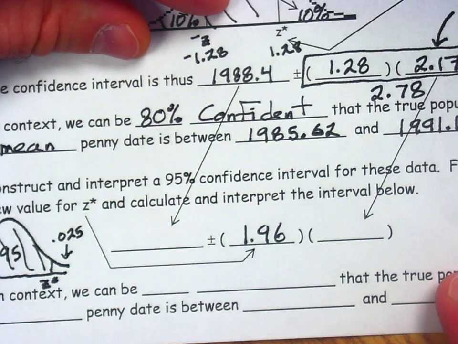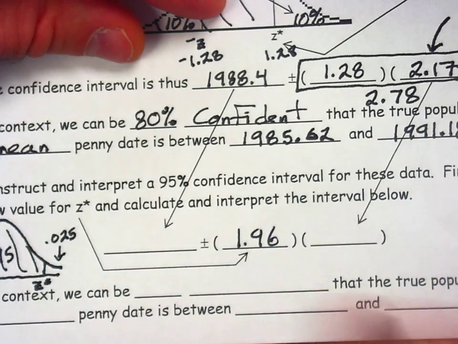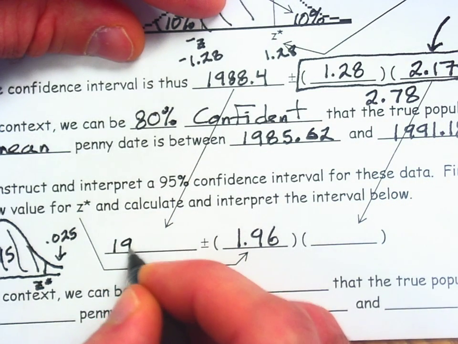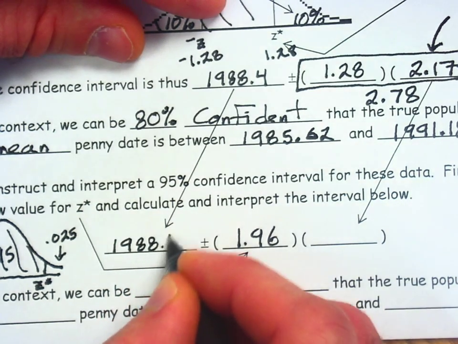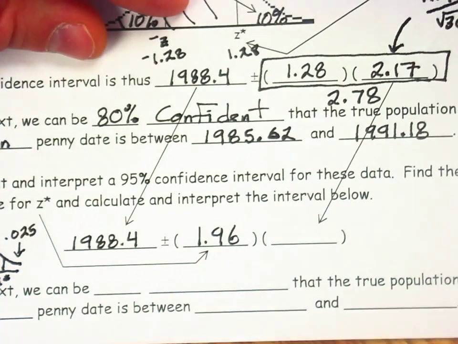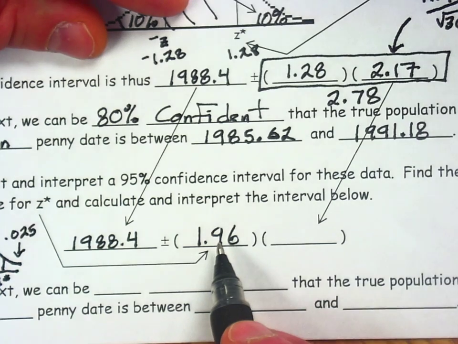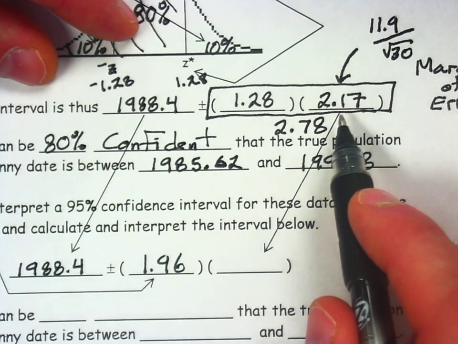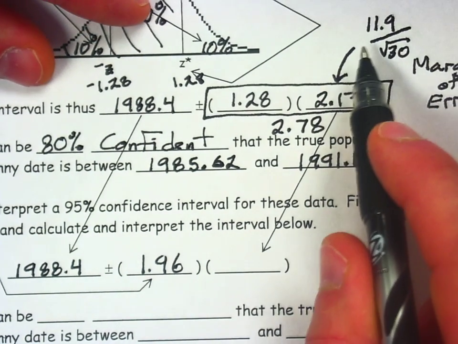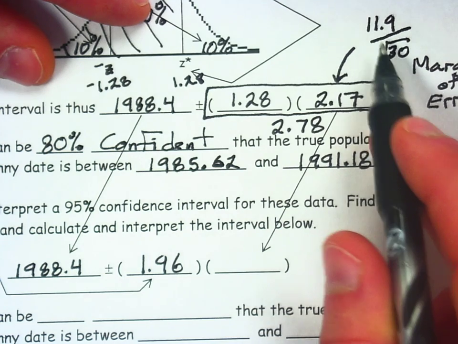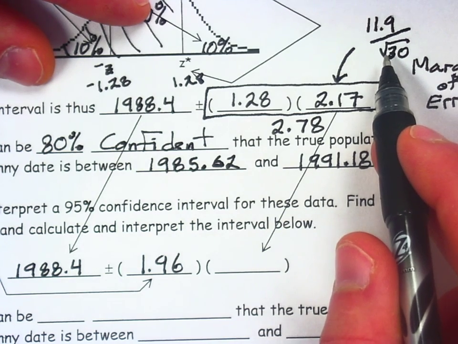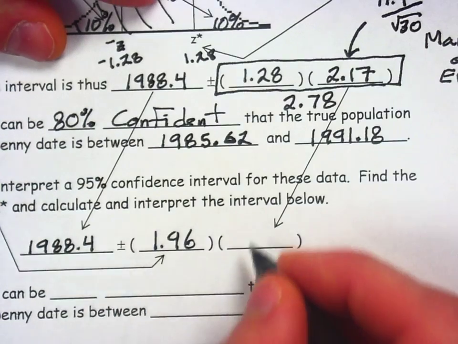So to build a 95% confidence interval, I'm going to start with my same average. We got that from our simple random sample. But this time I'm going to add and subtract 1.96 of our standard deviations. The standard deviation is the same. It's the standard deviation of the population divided by the square root of the sample size. It's about 2.17.